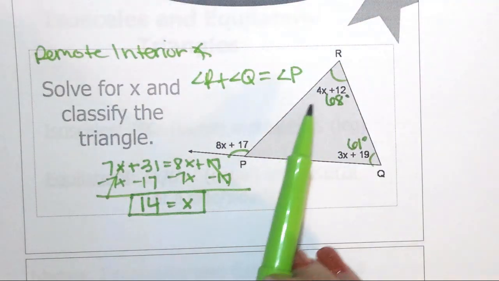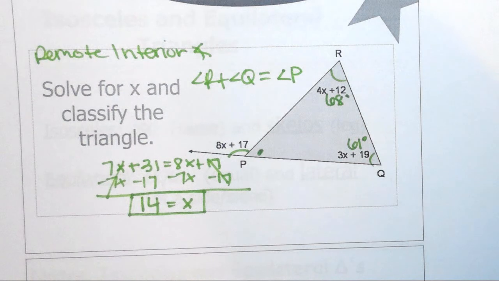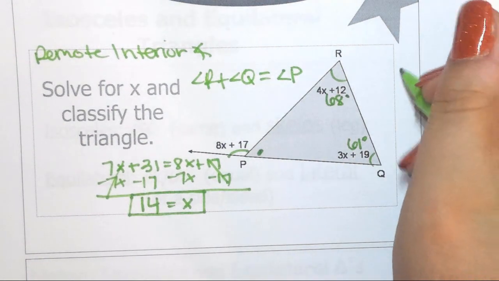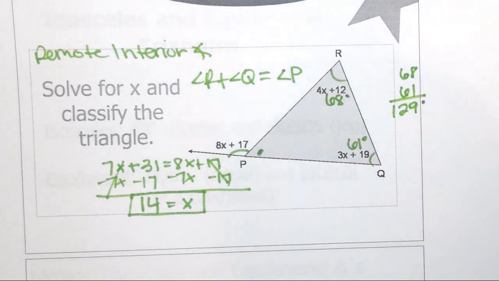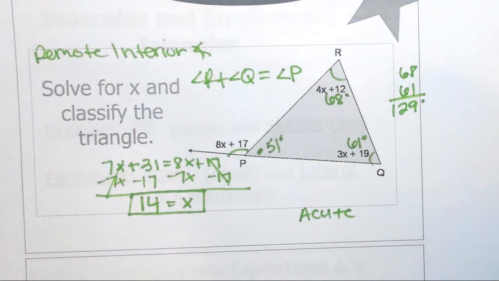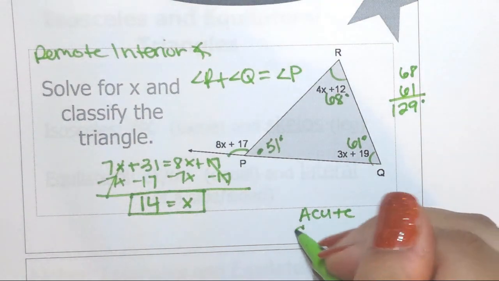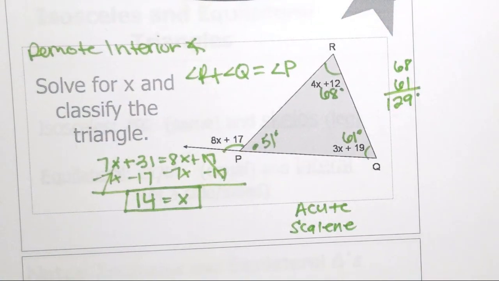68. So if I know this is 68 and this is 61, how do I find this angle right here? Add them together and then subtract from 180. So I get 129. 180 minus 129 is? 51. What type of triangle is this? They are all acute, so it's an acute scalene. Why is it scalene? They are all different.